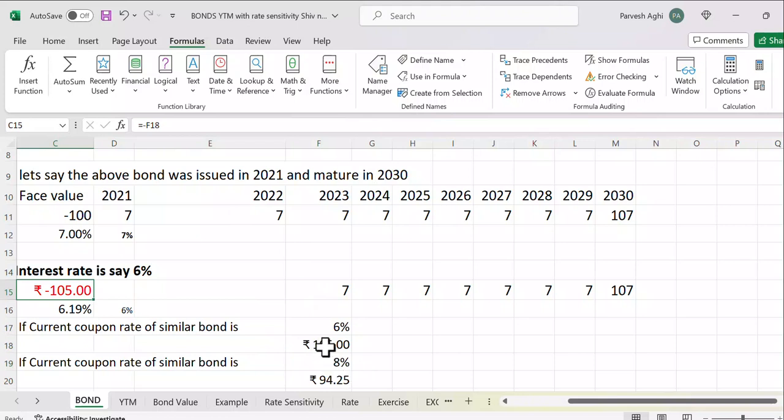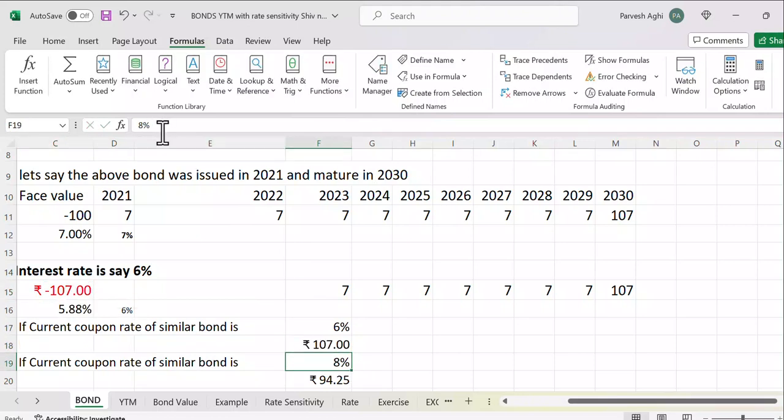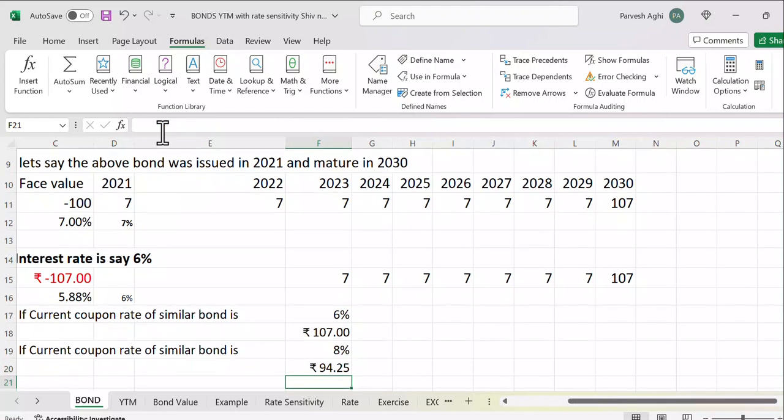Suppose the bond price goes to, say, 107. Now how much return are you getting in the secondary market? 5.88%. And the issuer is giving you 6%. So from where will you buy the bond, the primary market or the secondary market? The primary market, because the issuer is giving you 6%, whereas if you buy from the secondary market, you get only 5.88%, because the bond is overpriced at the moment. In the market, some of it is selling at 107. Is that okay?